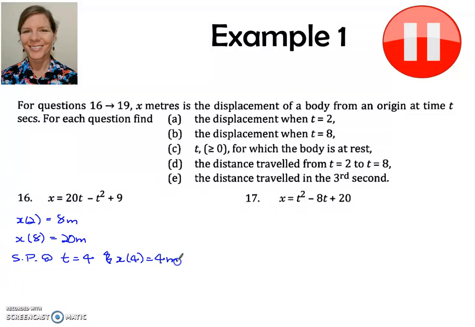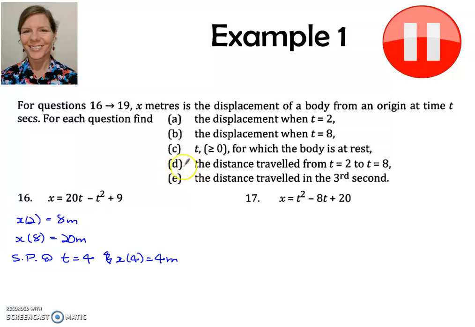Okay, so what that means is that at 2, the particle's 8 metres from the origin. At 8, it's 20 metres from the origin, but at 4, it's only 4 metres from the origin, so it's come down and turned around and then gone back up. Okay, so you need to take that into account.